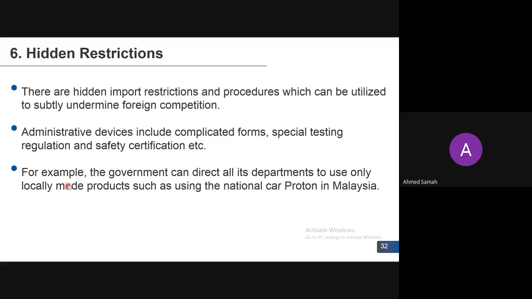Malaysia has a national car called Proton. The government can direct all the government departments to use only locally produced Proton brand cars. So Proton demand is high, and imports of other brands go down.